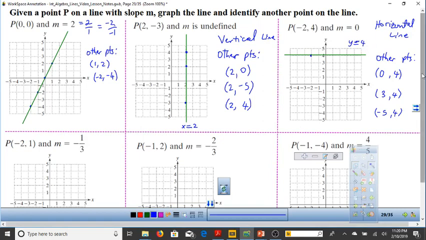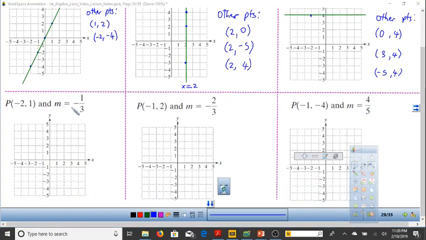Let's move on down here to this example. m is equal to negative 1/3. So we know that this line should be decreasing. We start at negative 2, 1. Now, negative 1 over 3 can either be written as negative 1 over positive 3, or it could be written as 1 over negative 3. Because when you divide a positive by a negative, or a negative by a positive, you get a negative. So let's use both ideas.